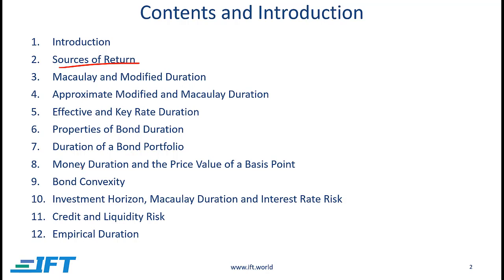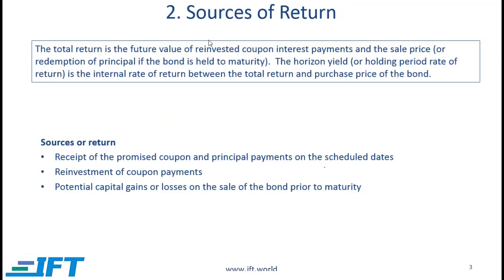Most of the duration measures we'll talk about are analytical in the sense that we use mathematical formulas to come up with the duration number. We'll also talk about bond convexity, which has to do with the curvature of bonds. We'll talk about credit and liquidity risk. And the last section is related to empirical duration, where rather than using a formula, we use statistical methods to come up with duration. Section 2, Sources of Return.